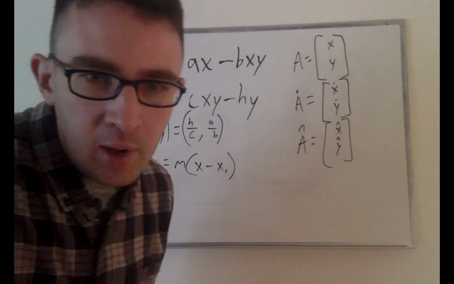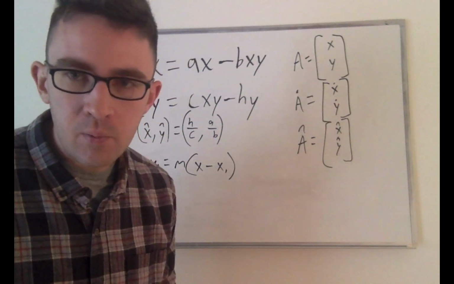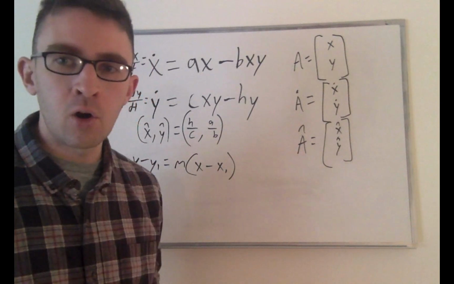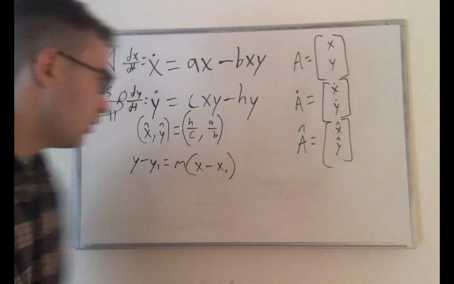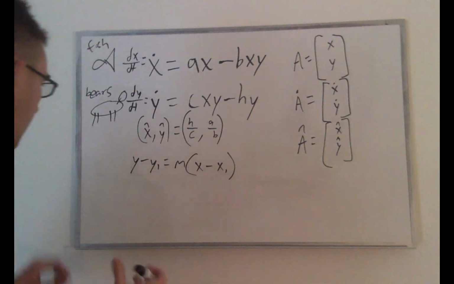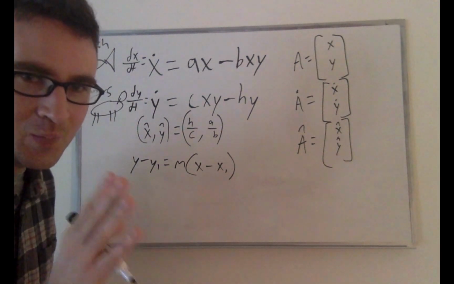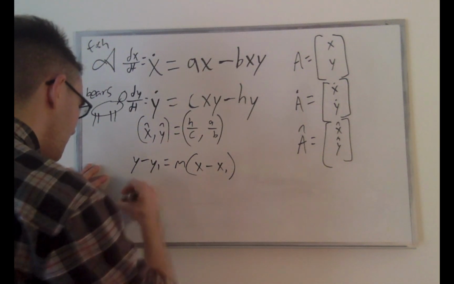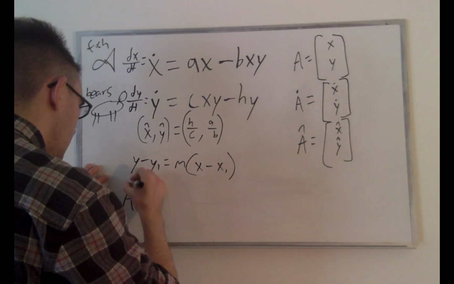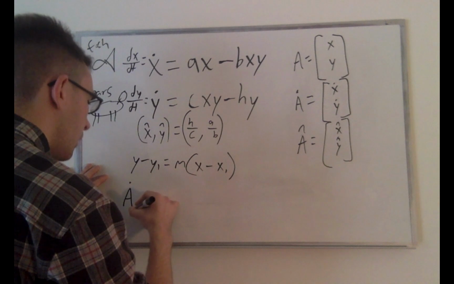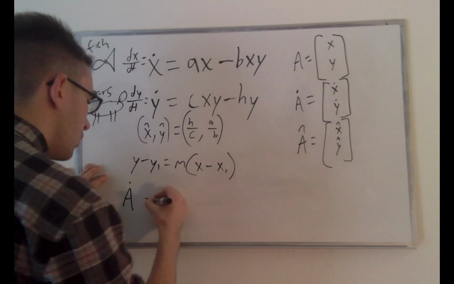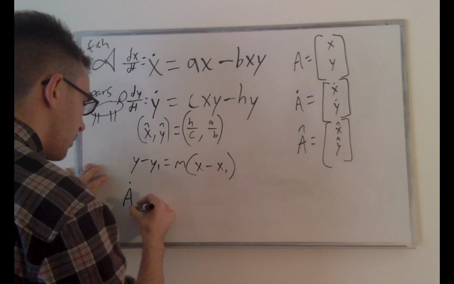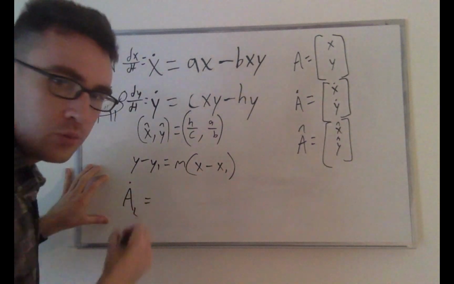Okay, so now I'm going to show you the formula that we're going to be using to linearize around our ODE system. Just bear with me here, because I know it looks scary, but it's not that bad. Trust me. A dot equals. Sorry, I should put A dot L equals.